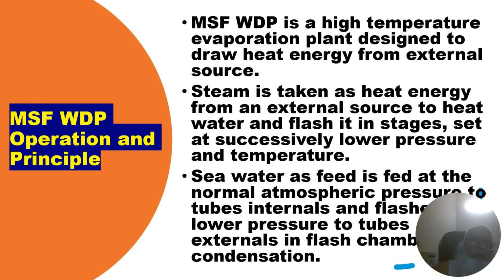This slide shows a multi-stage flash evaporator water desalination plant operation and principle. MSFWDP is a high temperature evaporation plant designed to draw heat energy from an external source. Steam is taken as heat energy from an external source, heats water, and flashes it in stages set at successively lower pressure and temperature. Seawater as feed is fed at normal atmospheric pressure to tube internals and then flashes at lower pressure to tube externals in flat chambers for condensation.